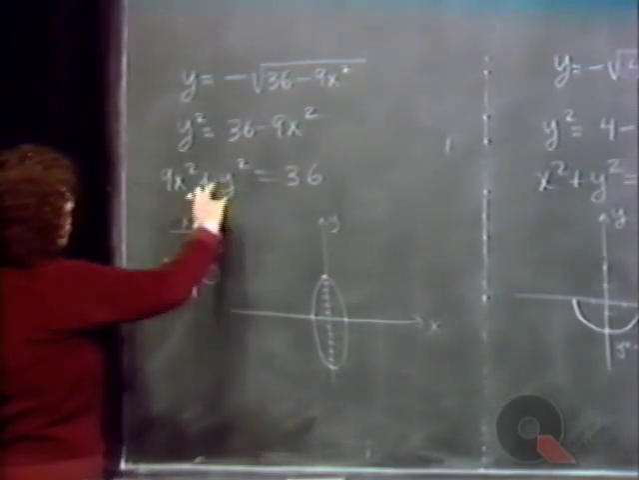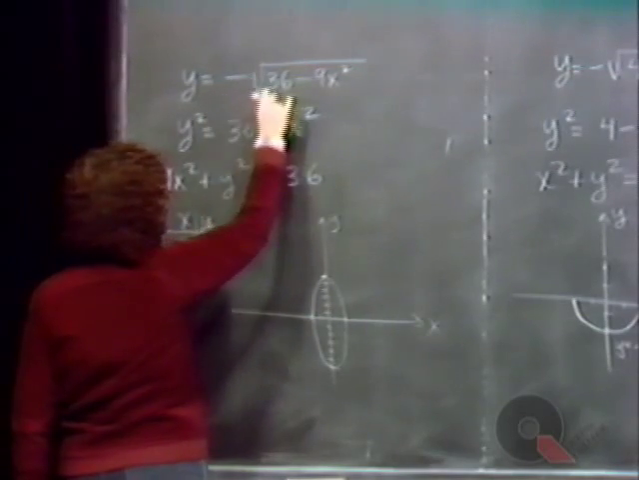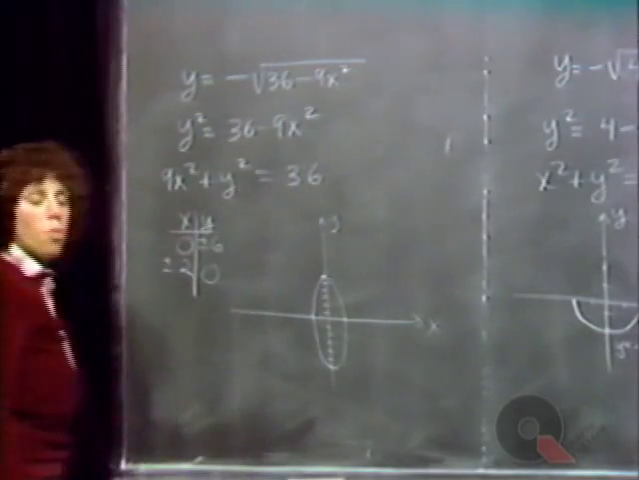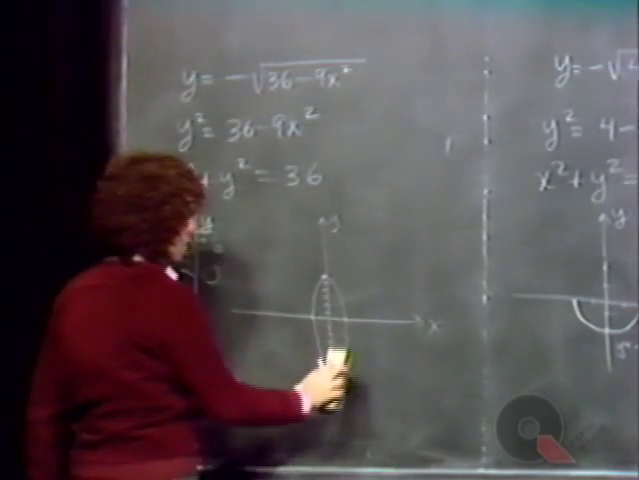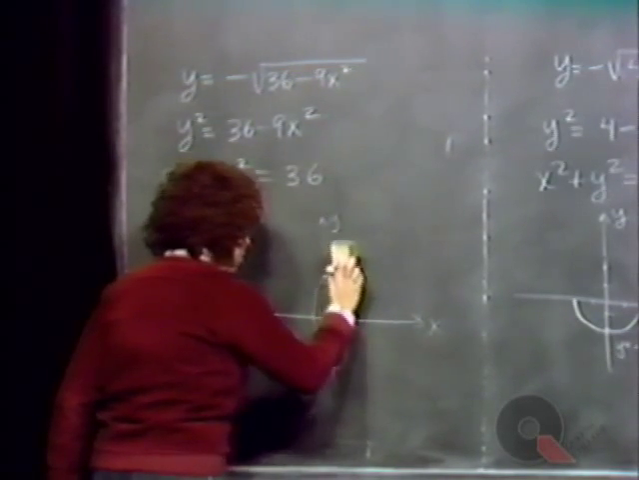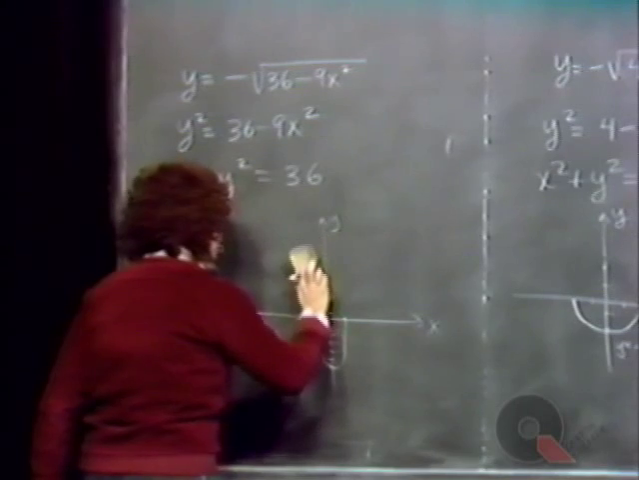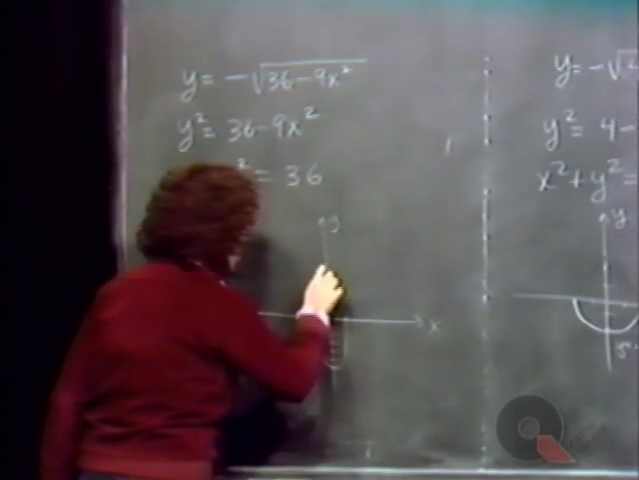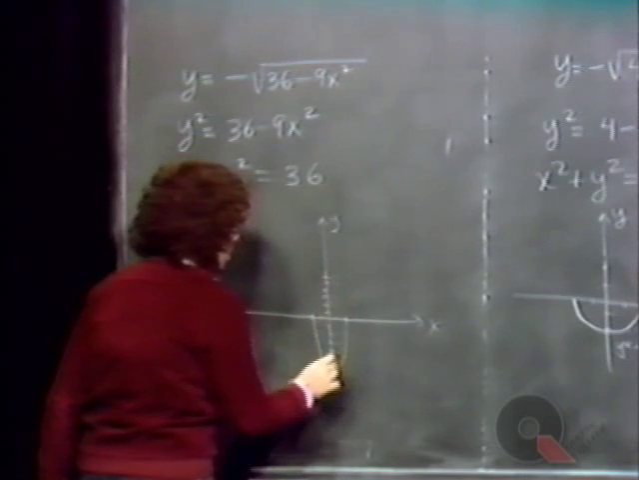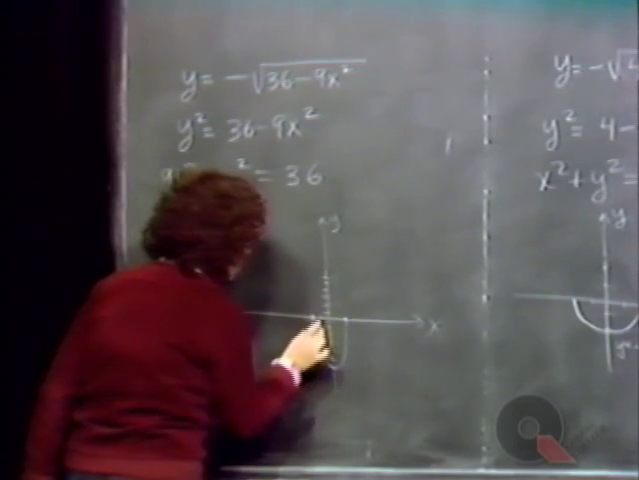However, what did we start with? We started with y equals the negative square root of that. Therefore, y can't be positive. There can be no curve above the x-axis, and we erase this portion in here. So it's the bottom half of this ellipse only.